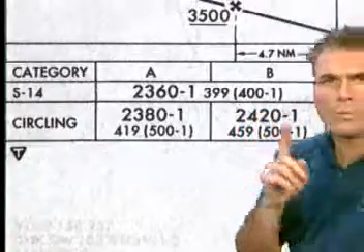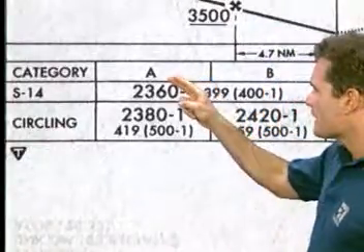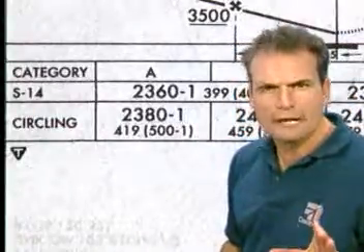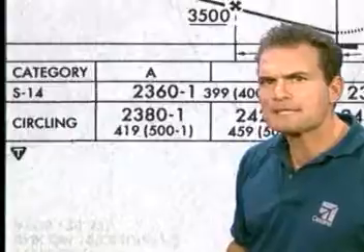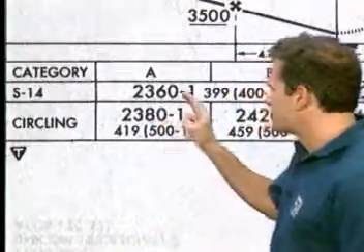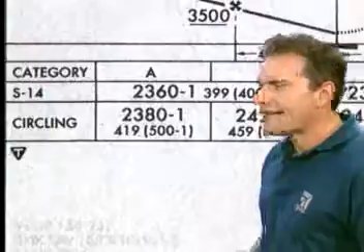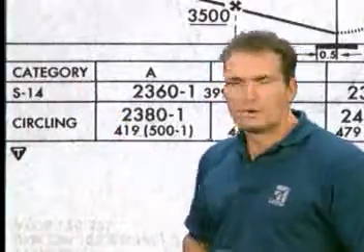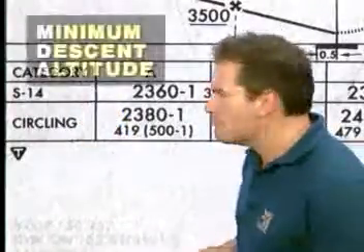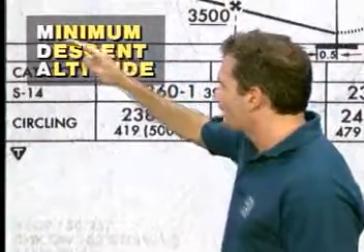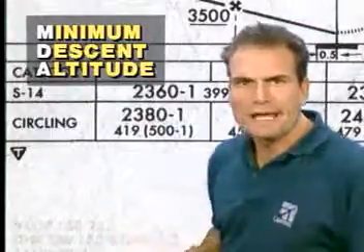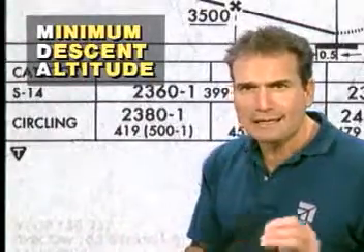Notice that there's only one set of numbers for both the Category A and Category B columns, and that's fairly common for straight-in approaches. The first number you see is in large bold font, and that's 2360. That's your minimum altitude MSL when you're flying this approach for a straight-in landing to runway 14. Its official title is Minimum Descent Altitude, or MDA. It's the lowest you may go until you're in a position to make a normal descent for landing.